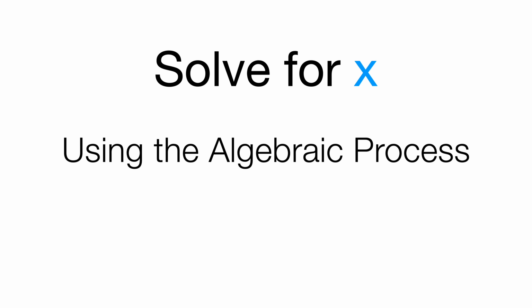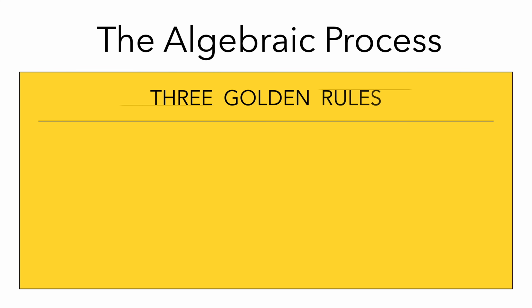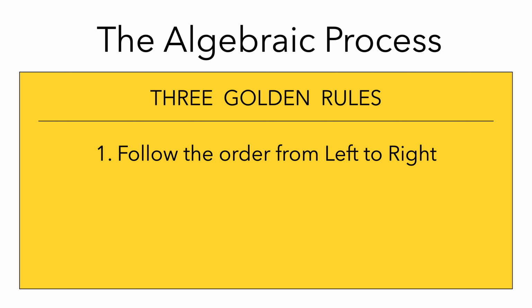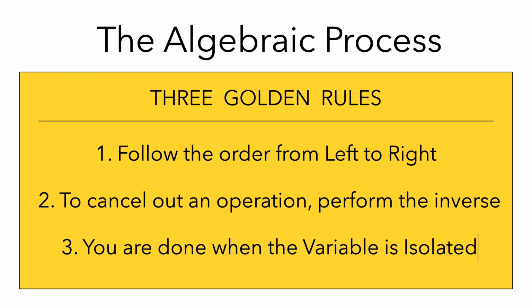In this video, we're going to learn how to solve for x using the full algebraic process. Before we get into that algebraic process, it's good to remember the 3 golden rules of algebra. The first is you're going to follow this order from left to right. Second, when you cancel out an operation, you're going to perform the inverse of that operation. And third, you are done when the variable is fully isolated.